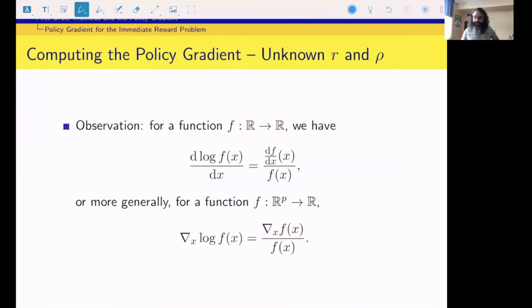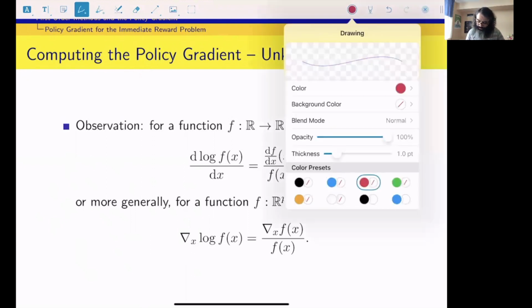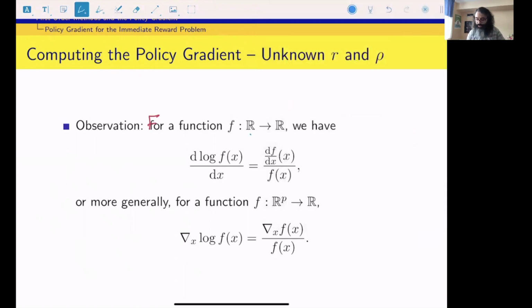Okay, so in this case, we have this kind of observation that for a function f from R to R, we have it from, say, calculus, that the gradient or derivative of log of f with respect to x is the derivative of f divided by f. So this is the formula for the log of some function. Probably in calculus you had seen it.